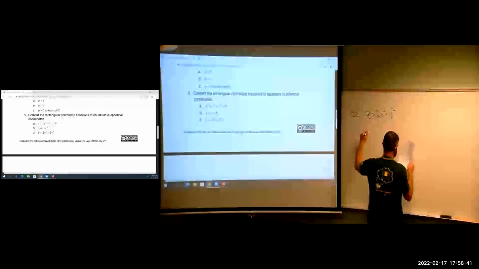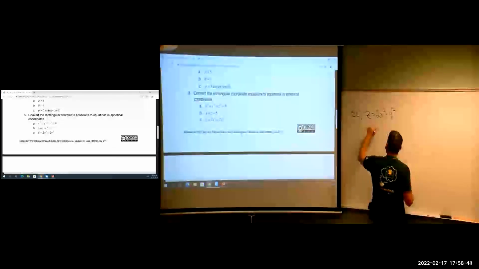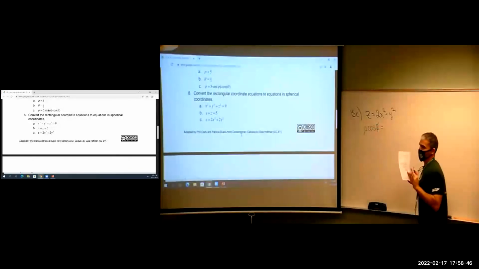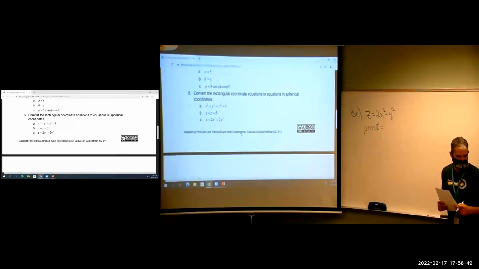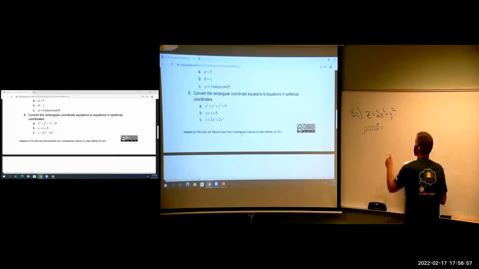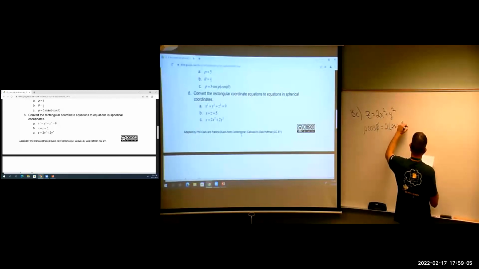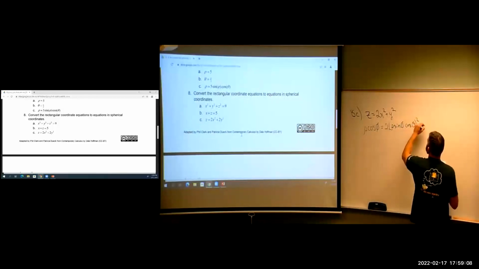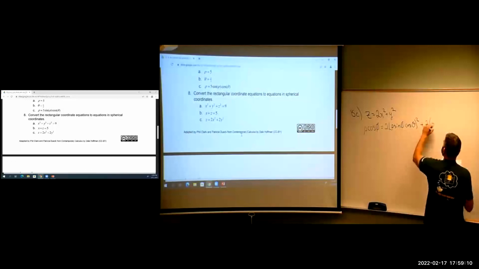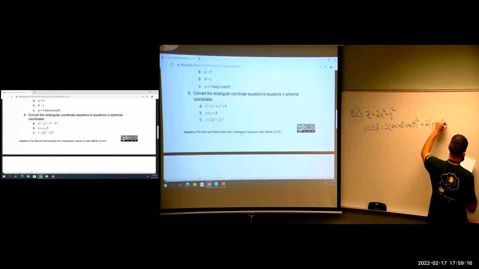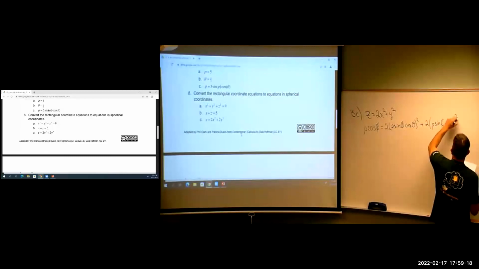So z equals rho cosine of phi. Because I don't even have these memorized. So like I said, do not try and memorize these transformations to spherical. This is a perfect thing for note cards. And x is rho sine phi cosine theta, squared, times 2, and y is rho sine phi sine theta, squared.